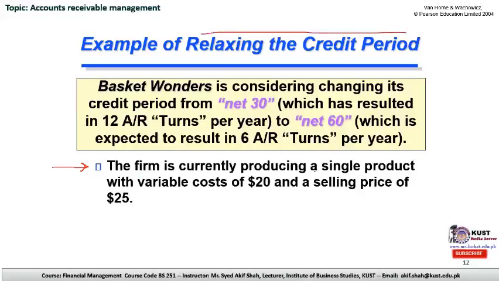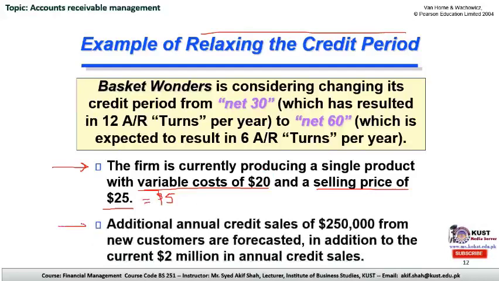The firm is currently producing a single product with a variable cost of $20, and the selling price of this product is $25. So the selling price is $25 and the variable cost of this product is $20. Therefore we can calculate that the profit margin per unit for this company is $5. If we subtract cost from the sale price, we will have $5 of contribution margin.